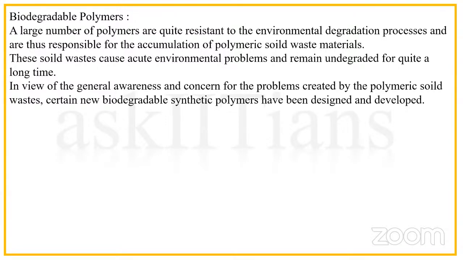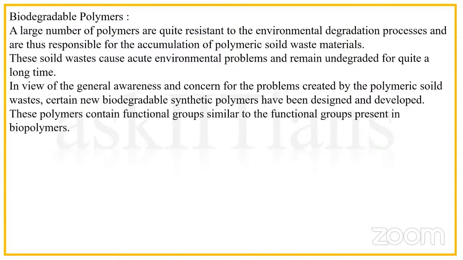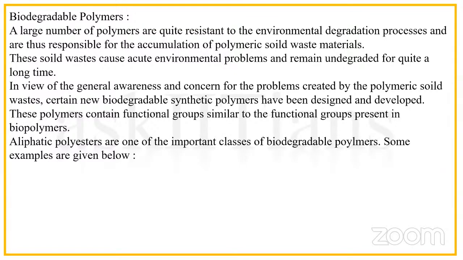Scientists have developed new types of polymers which are biodegradable. These polymers contain functional groups similar to the functional groups present in biopolymers. Biopolymers are basically biodegradable polymers which occur in nature. So scientists have developed polymers similar to the biopolymers. As examples we can discuss aliphatic polyesters, which are one of the important classes of biodegradable polymers.